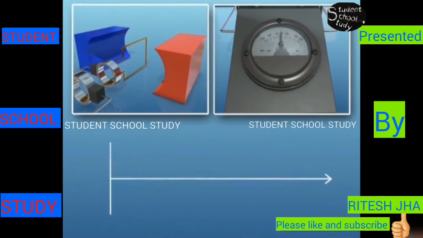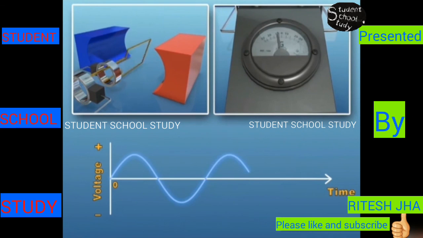If a graph is plotted between the induced EMF and time, then it will show the sinusoidal behavior of the induced EMF. The deflections of the needle of the galvanometer show that the direction of the current keeps on changing with time.